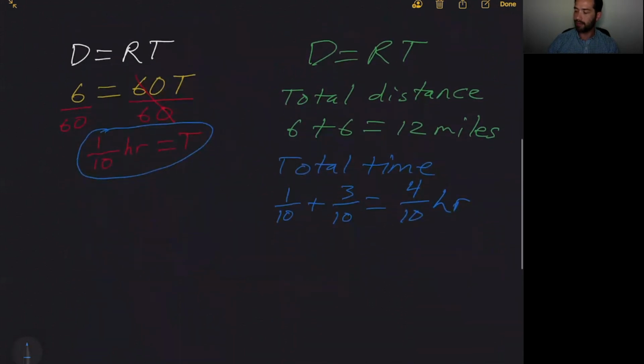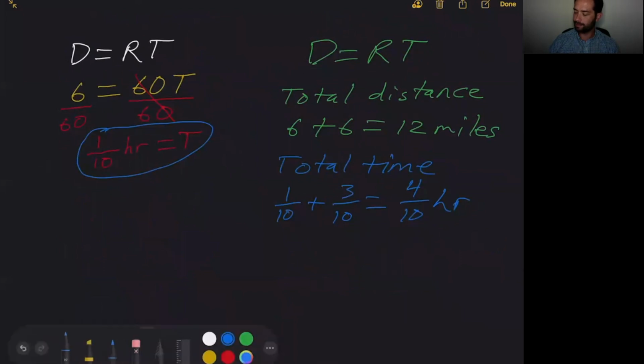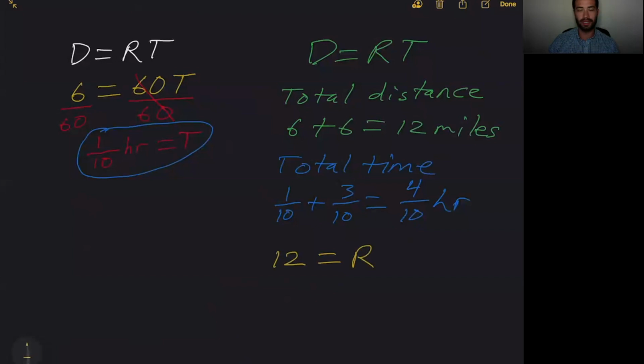Okay, so now we're going to plug it into our formula. Here we go. Total distance, 12, equals the rate, which we don't know, because that's the thing we're looking for, our average speed for the entire trip, times our total time, which is 4/10 of an hour. Okay, now here's the question. How do you get rate by itself when you're multiplying by a fraction?